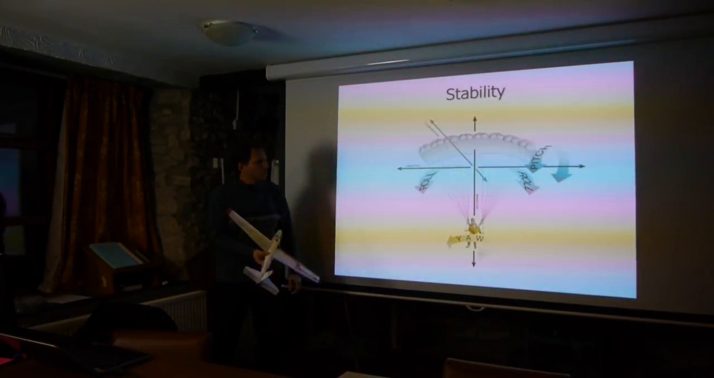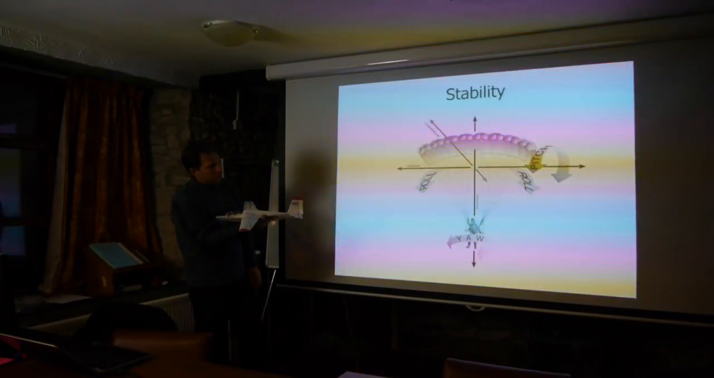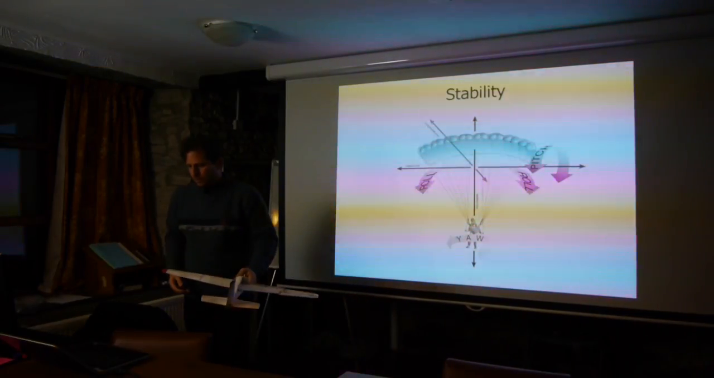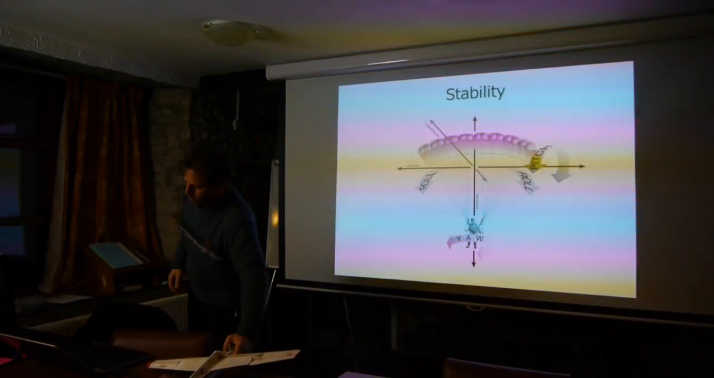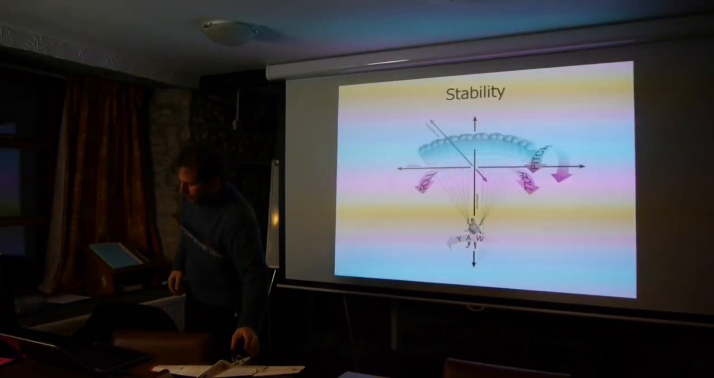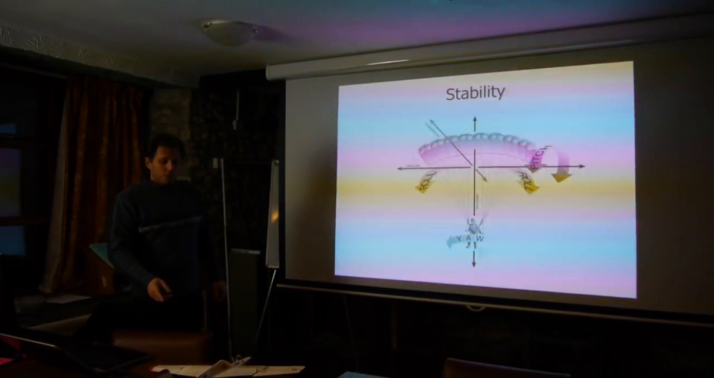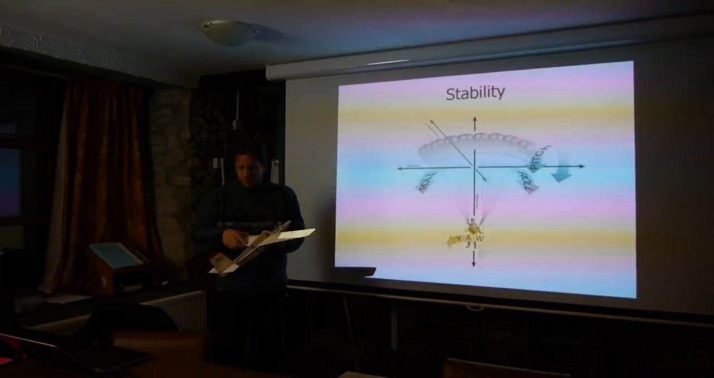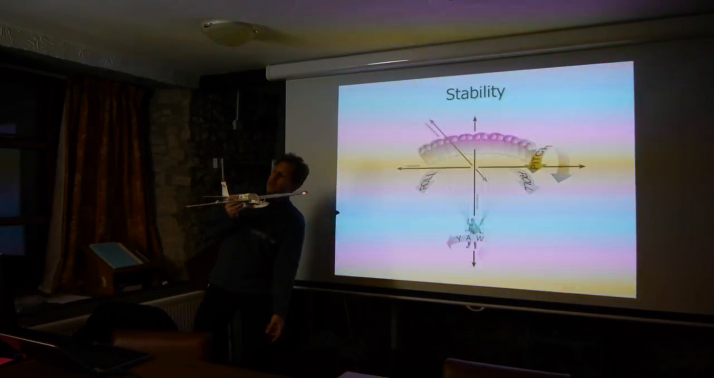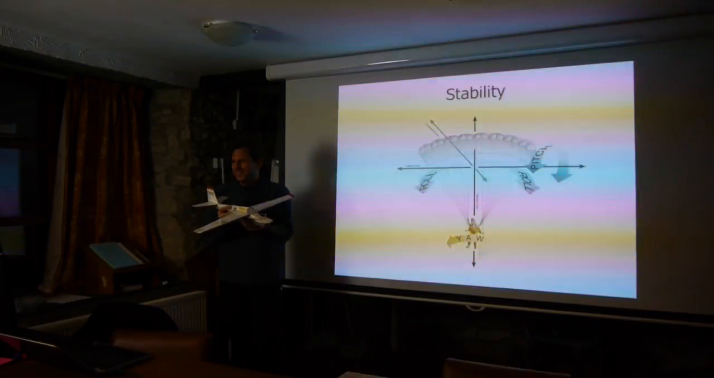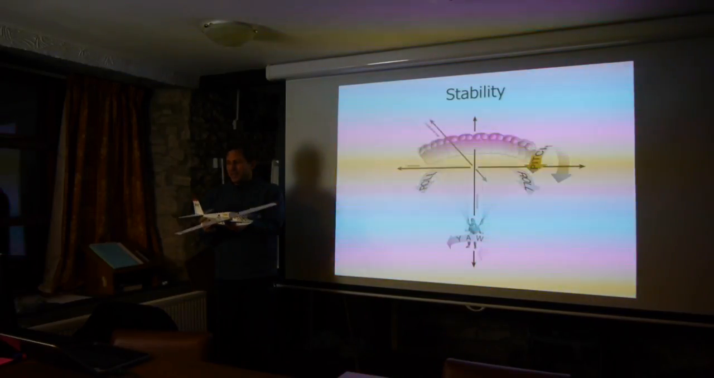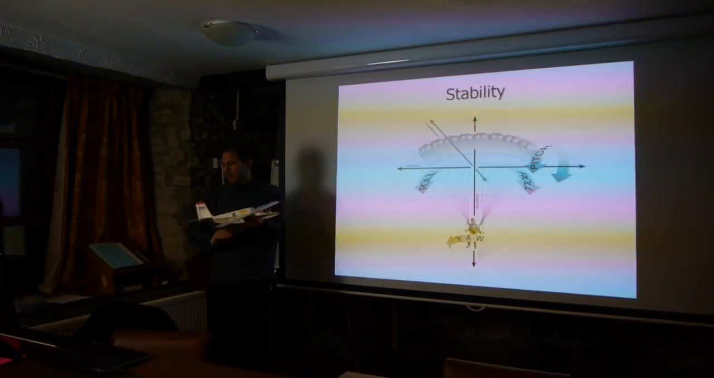So the yaw force is not done by the weight. It's done by the shape of the wing. If you are a normal aircraft like this one, and you don't have something dangling down there weighing about 100 kilos, you can achieve stability by the way you design your wing.